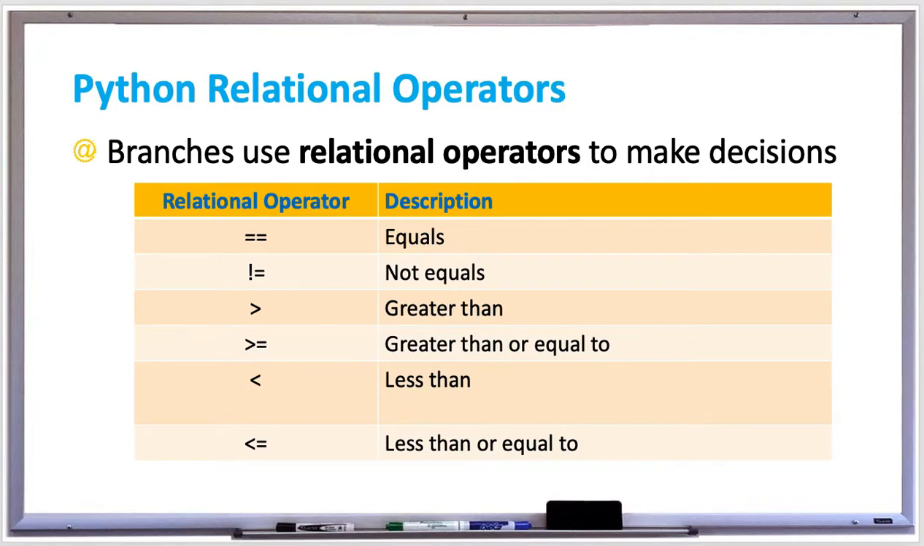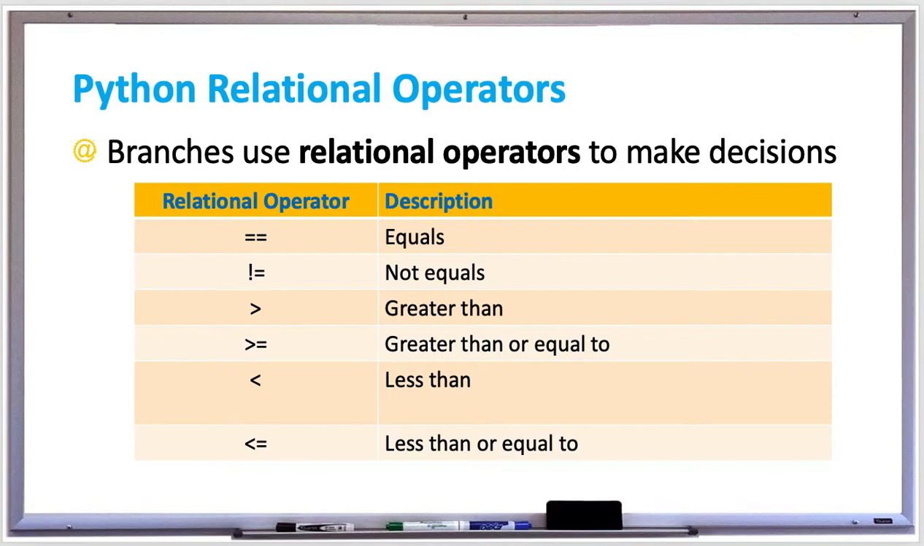When you're creating if-else branches in Python, there are some relational operators that you can use to help make decisions. Two equal signs in a row is the equality operator. The exclamation mark equal sign is the not equals operator. The right angled bracket is the greater than sign.